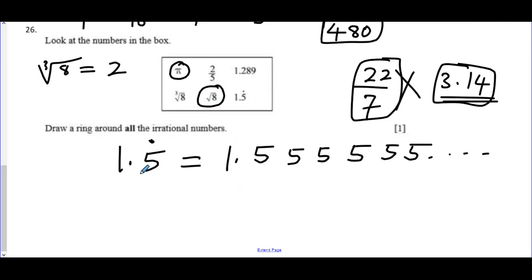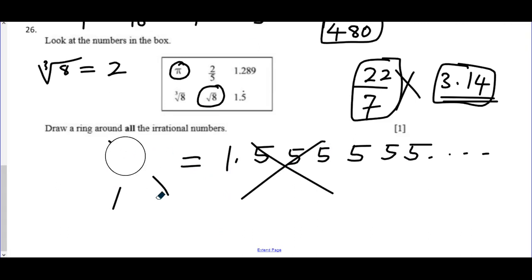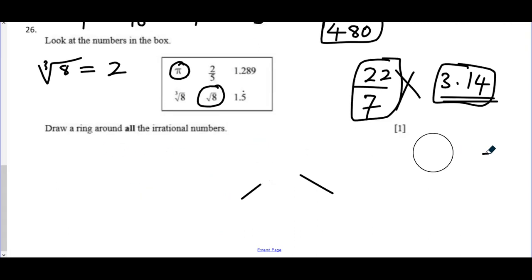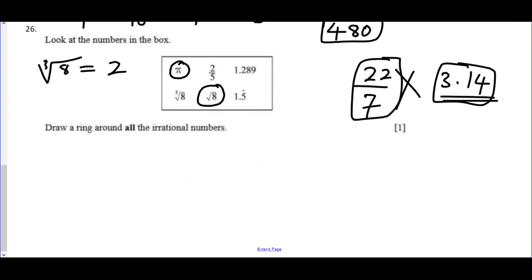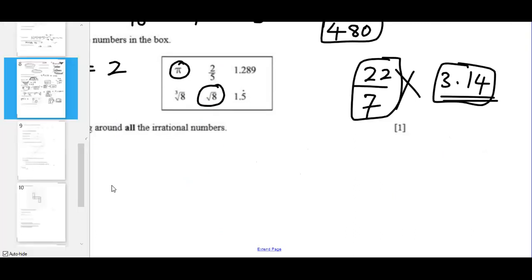That is what it means. Okay, so if we have 1.5 with a dot up there, it means that. And this is not irrational because any repeating decimal can be put as a fraction. Okay. So the irrational numbers will be pi and square root of 8. The remaining others are not irrationals. Okay, so the next question will be this question here.